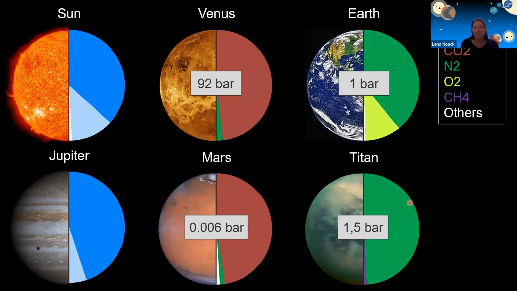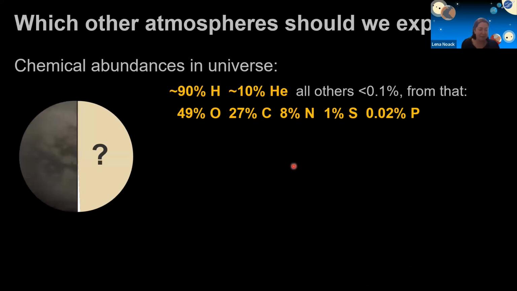So we can then wonder what other kinds of ranges of atmospheres we could predict beyond what we actually see in the solar system. And what we can see here is the chemical abundance that we actually have in our universe, where most of the elements are hydrogen and helium. And the other elements mostly are oxygen, carbon, nitrogen, sulfur, and phosphorus. And this is quite interesting because when we think about atmospheres, these are actually the components that are most relevant for an atmosphere of a planet.